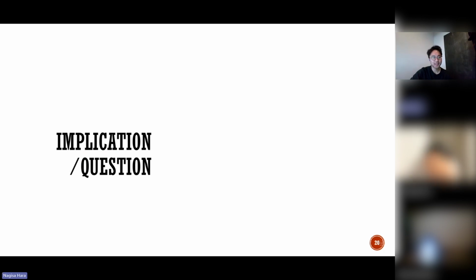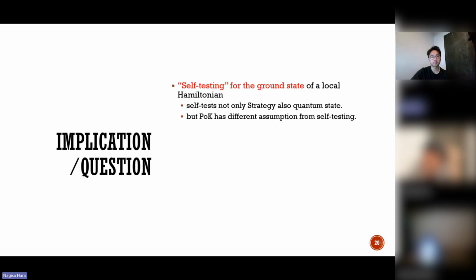So in the final slide, let me say some implications and open problems. The implication is that we might be able to say this protocol shows self-testing even for the ground state of a local Hamiltonian. Usually self-testing only refers to the strategy, but in this setting, we moreover say that it is self-testing even for the certain quantum state as well.